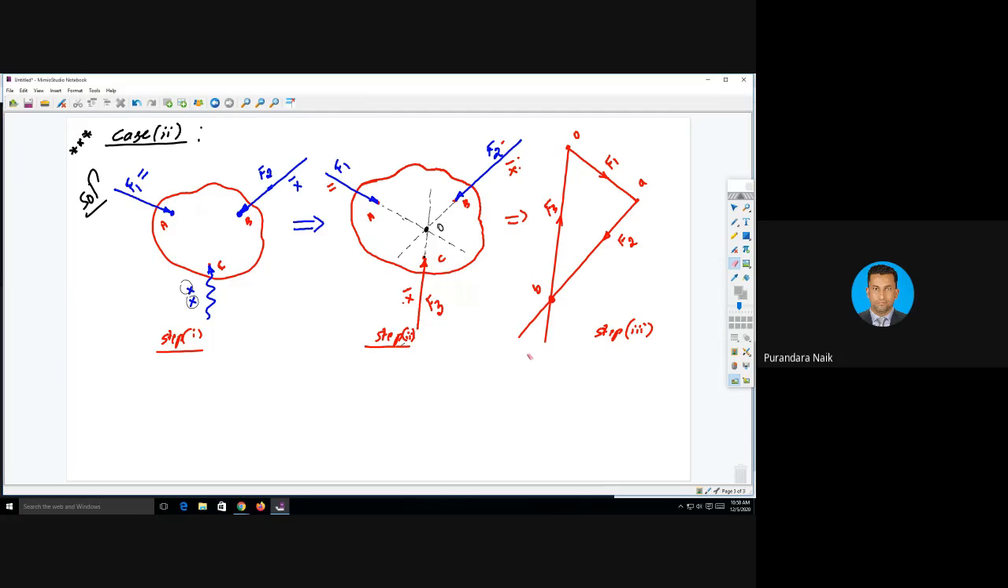Now I know the magnitude of F2 and F3. I know the direction of F2 and F3. What is asked in the question?